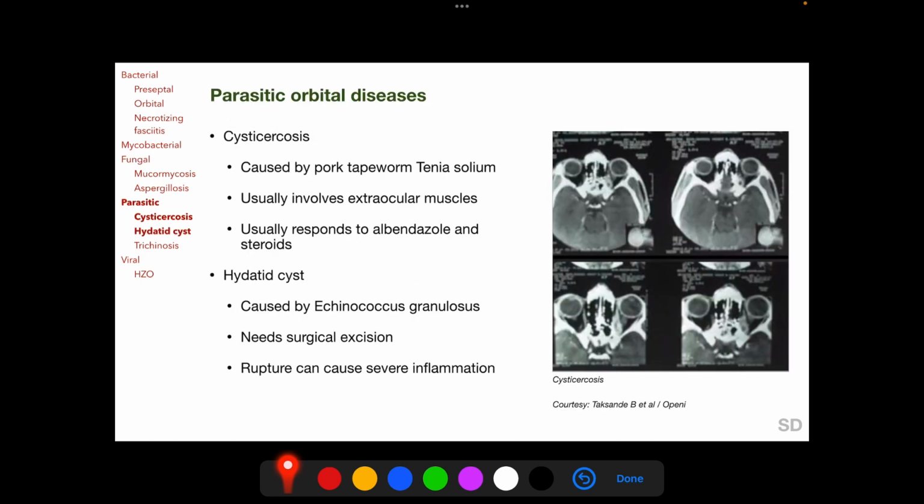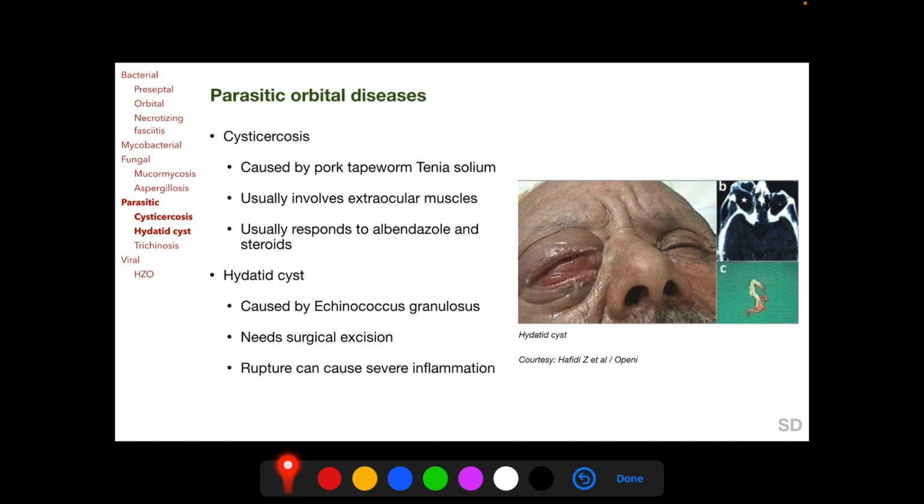Among parasitic orbital diseases, we have cysticercosis, which is caused by the pork tapeworm Taenia solium, and it usually involves extraocular muscles. So we find this cyst in the medial rectus muscle of the left orbit in the CT scan of this patient. Cysticercosis in the orbit usually responds to albendazole and steroids. This is in contrast to intraocular cysticercosis, which should never be treated with antihelminthics.